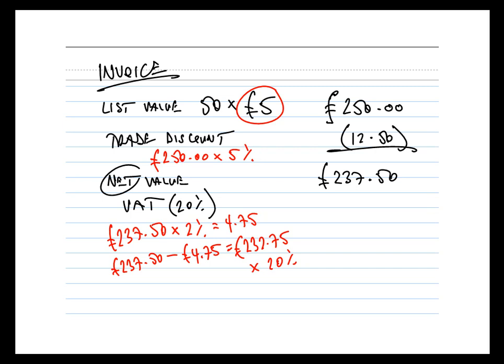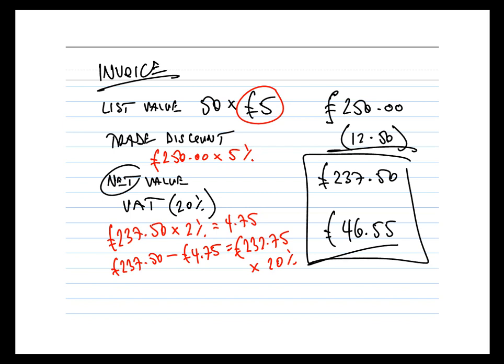of £46.55. That's 20% of the fully discounted value of £232.75. Now if I then add the VAT figure on to the net value of the invoice, £237.50, add on the £46.55, I get a full gross value of the invoice of £284.05.